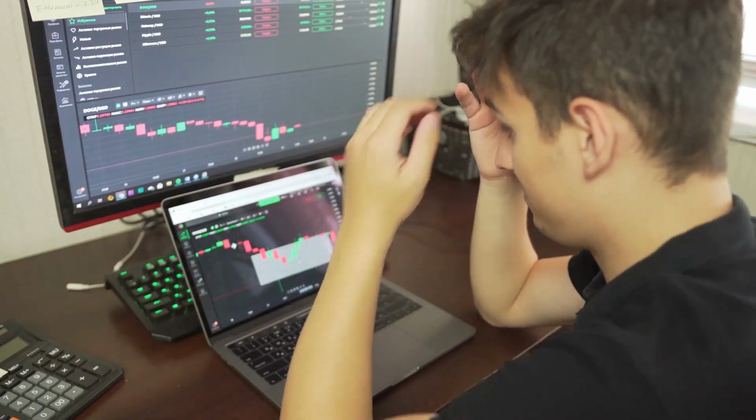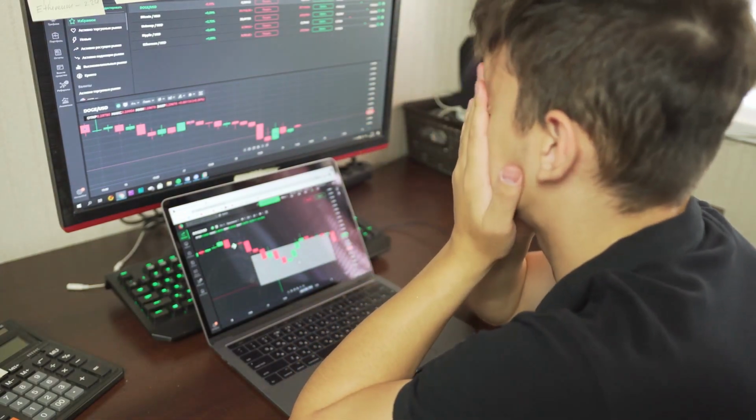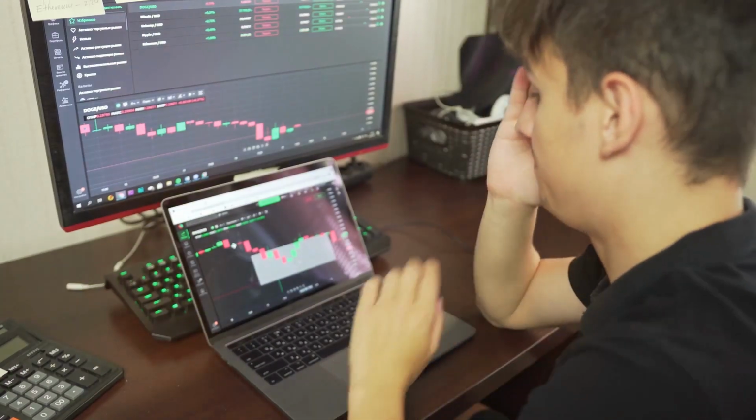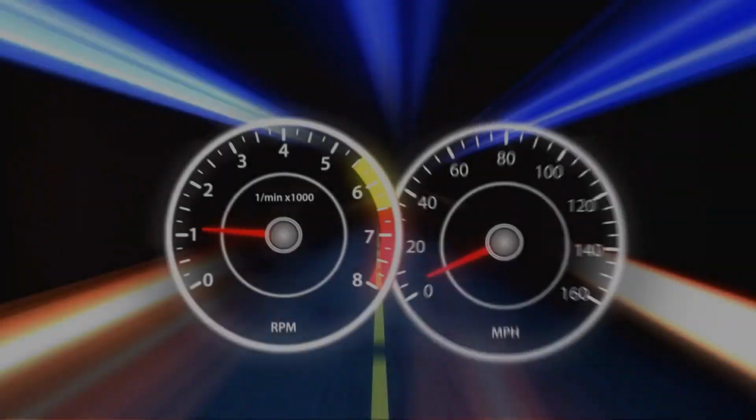This means you need a solid understanding of technical analysis, a keen eye for patterns, and perhaps most importantly, the ability to trust your gut and make split-second decisions. It's not for the faint of heart, but that's also what makes it so exciting.